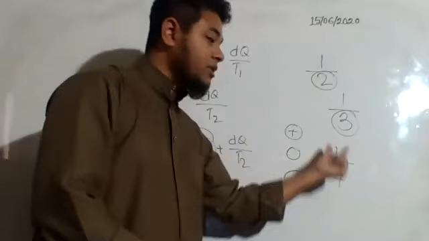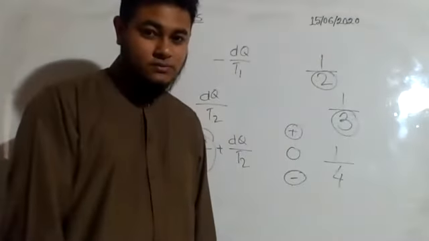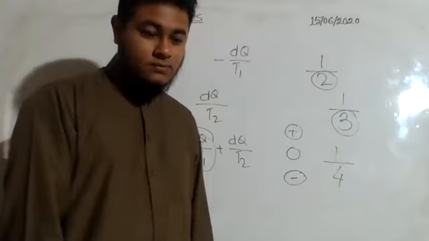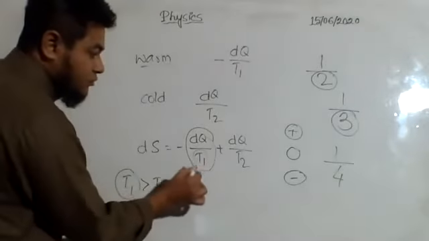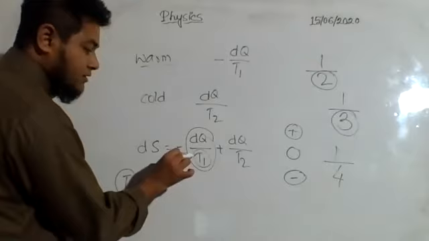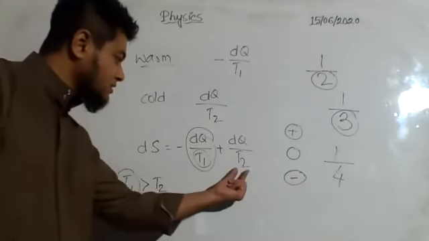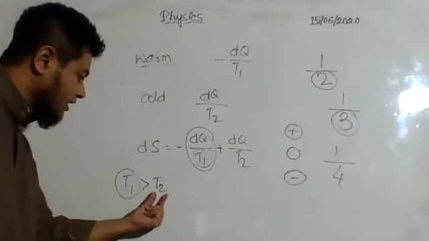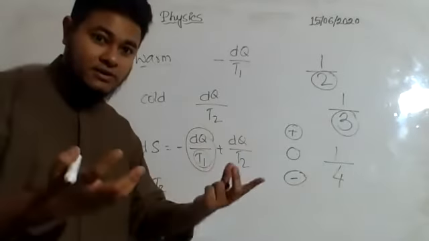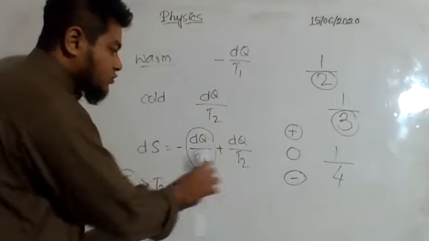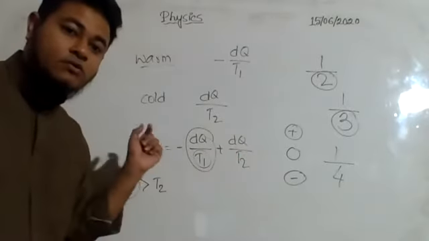That means if the denominator becomes greater, the fraction becomes smaller. Correct or not? So here I am saying that T1 is greater. That means the denominator of this one is greater. So as a result, this fraction will be smaller, and for this one the denominator is smaller. T2 is smaller, so dq by T2 will be bigger, greater. So out of these two, the positive amount is greater and the negative amount is smaller.